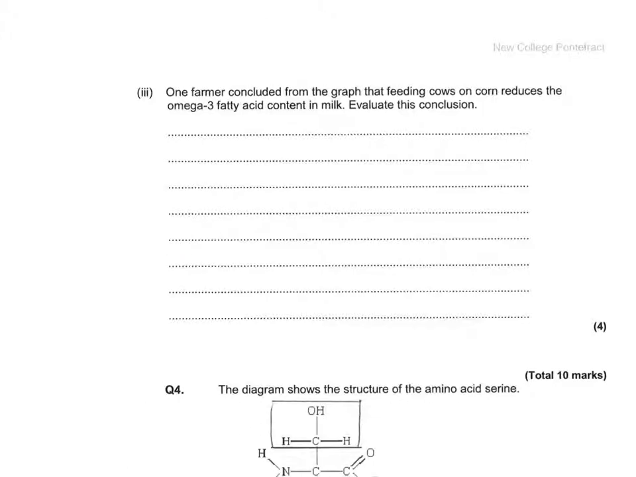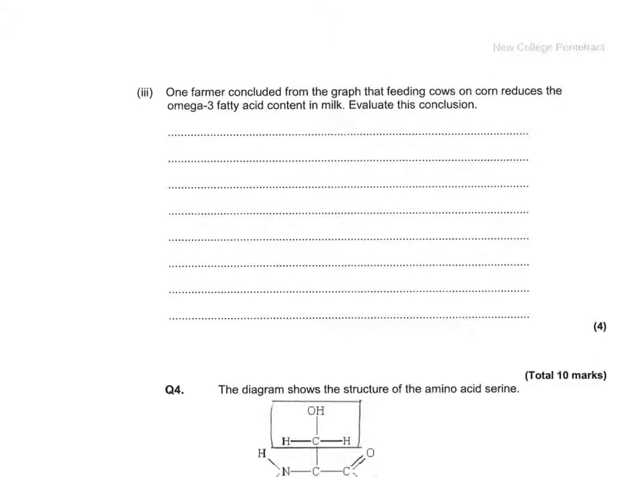Evaluate questions are perhaps the hardest ones to answer. Whenever you tackle this, you should be putting points for and against. So points for there being a link and points against there being a link, in this case. The point for there being a link is the idea that omega-3 does decrease over time or after being fed on corn.